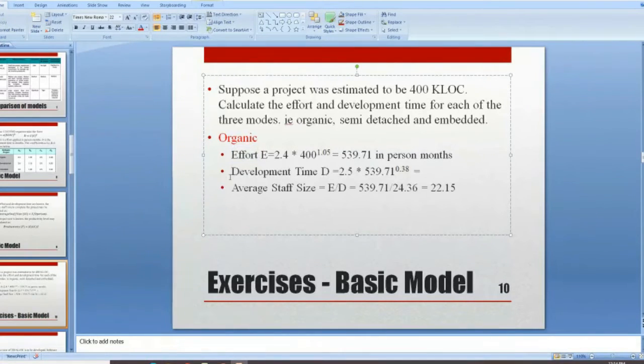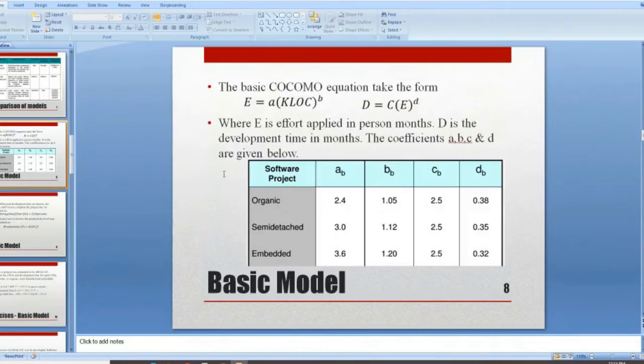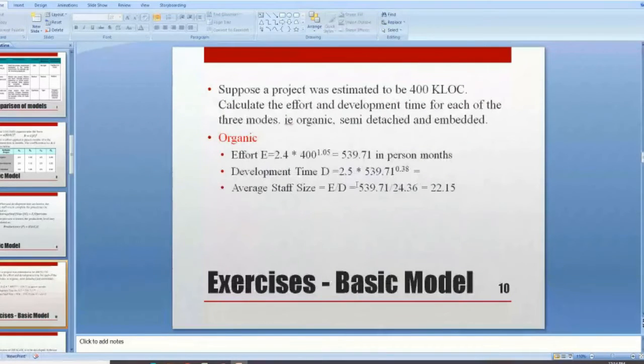Now, what will be development time? Development time is equal to C into E raised to D, right? So what is C here in organic? 2.5. What is D here in organic? 0.38. So 2.5 into E raised to 0.38. Now what is the value?